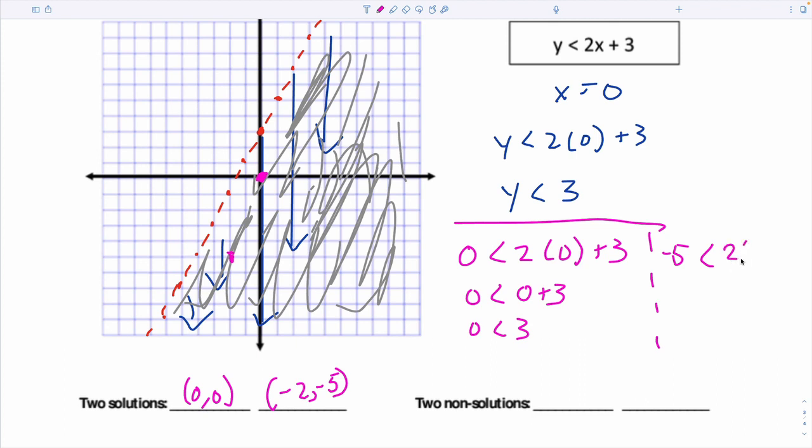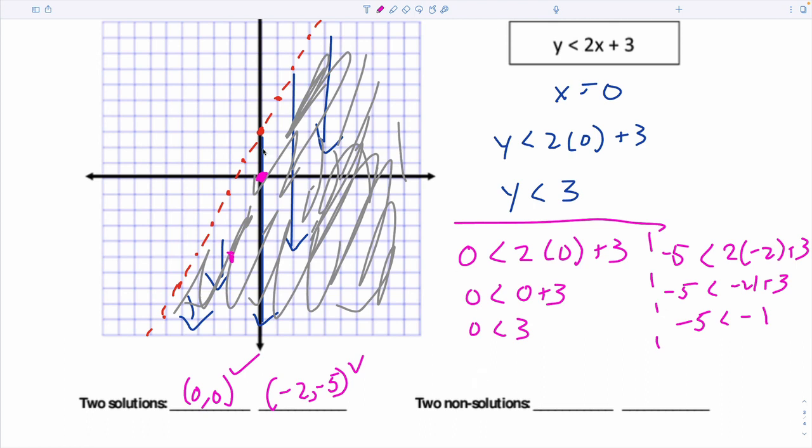2 times -2 plus 3. -5 is less than -4 plus 3. Is -5 less than -1? Yeah, that works. So all of these solutions will work.